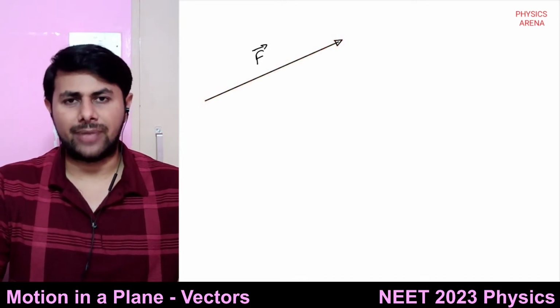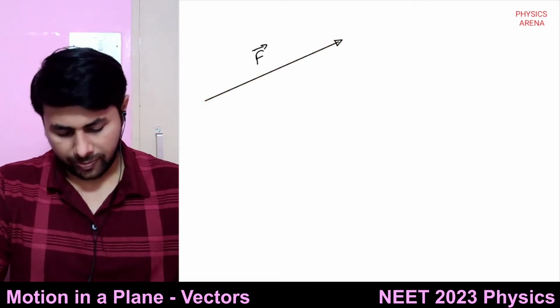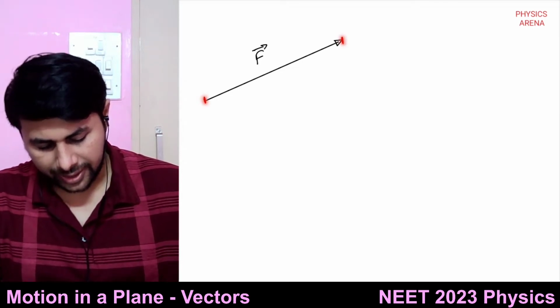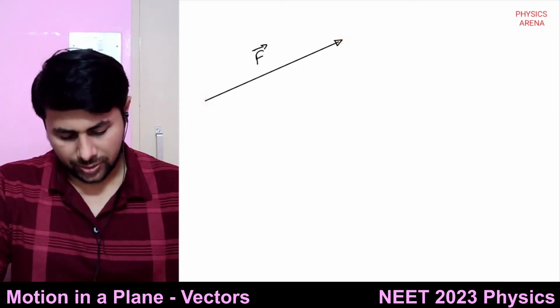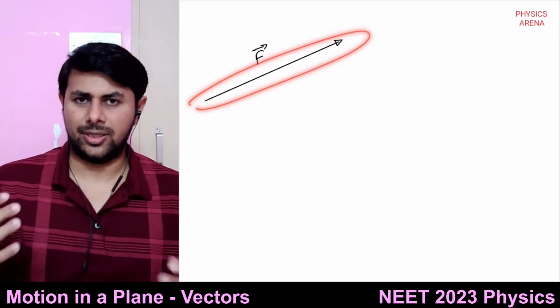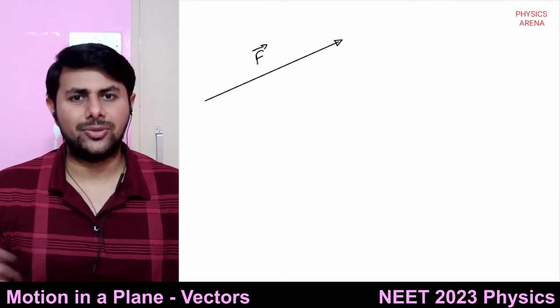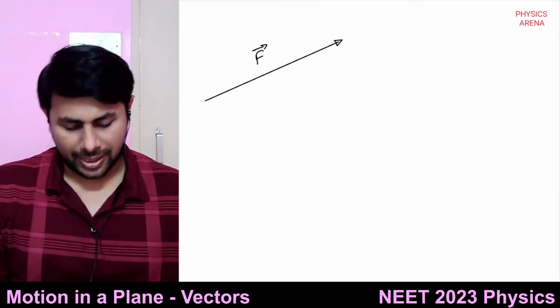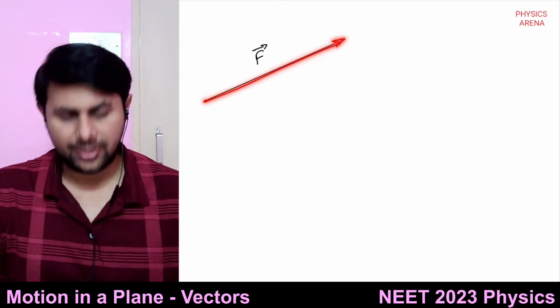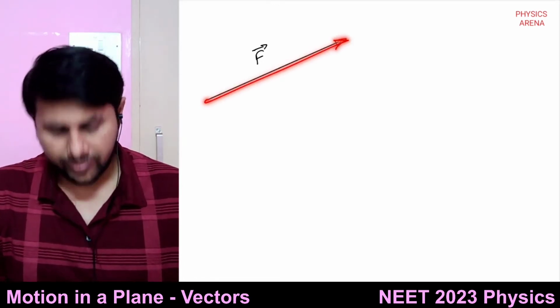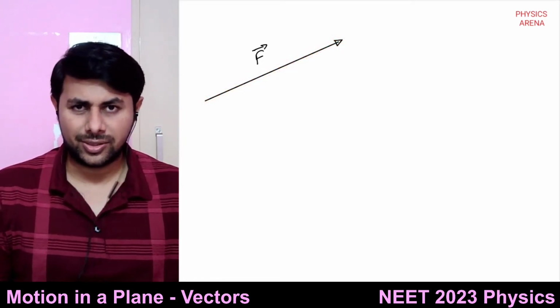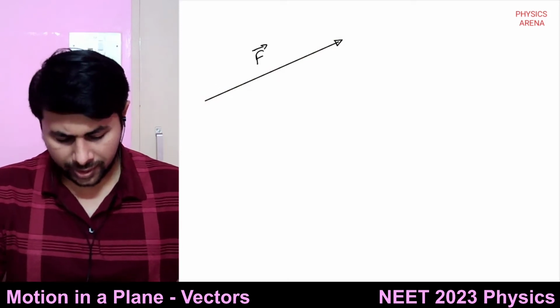But how do we find magnitude? Magnitude is represented by the length of that arrow. So this arrow has information about both things, the magnitude as well as the direction. Magnitude is the length of the arrow, and direction is along the direction of that line.